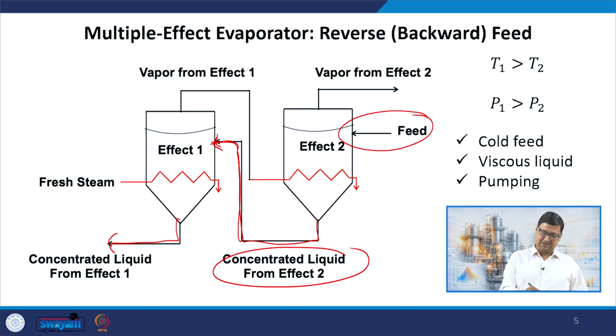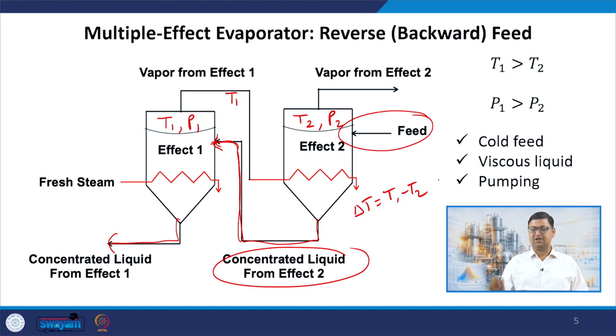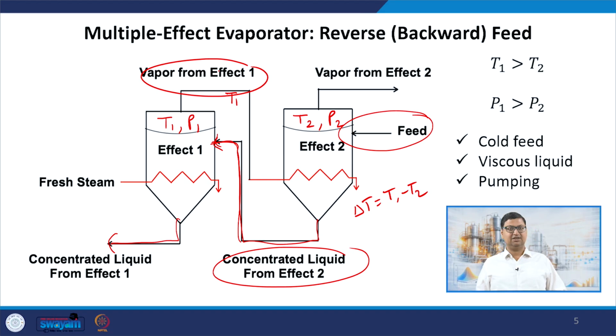So, I again have the same idea that, let us say, if this is T1 and this is P1 and this is T2 and this is P2. So, T1 is still higher than T2 and P1 is still higher than P2, because I am using this vapor at temperature T1 to heat up the effect at temperature T2. So, delta T must be positive here in order for this vapor to heat up the second effect. That is still valid. But now the advantage is I can now work with cold feed.